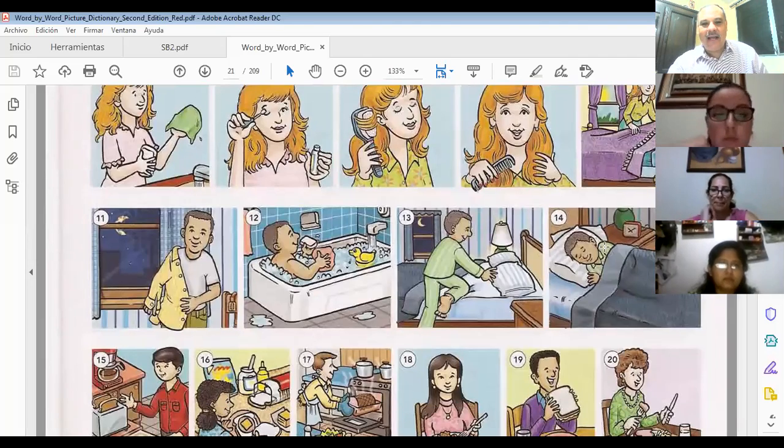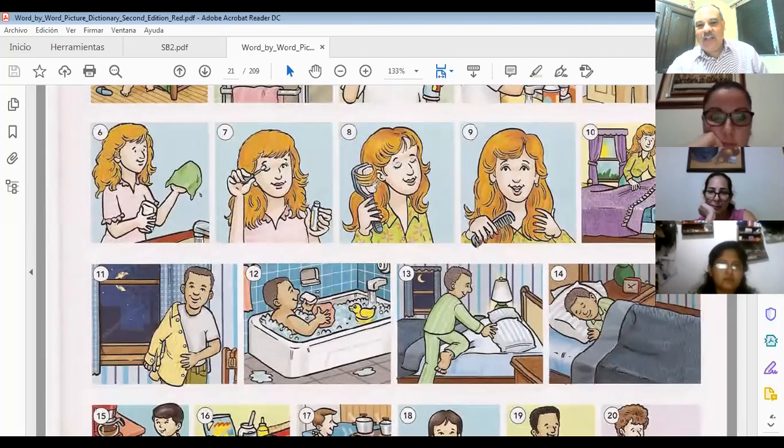More questions? Now, this is brush your hair because the instrument is a brush. And this is comb your hair because the instrument is a comb. Este, el instrumento es un cepillo y aquí un peine. So brush your hair and comb your hair.